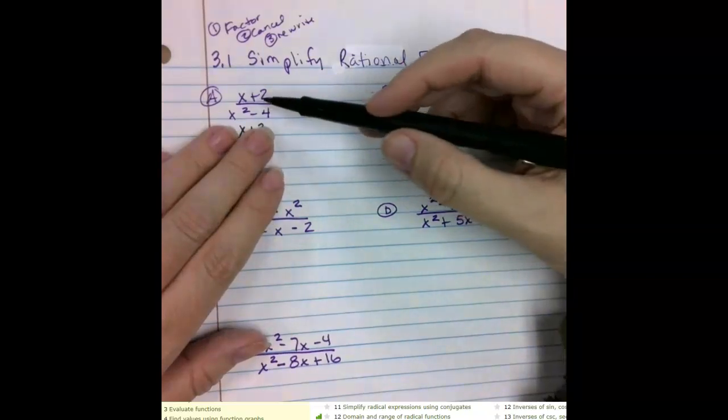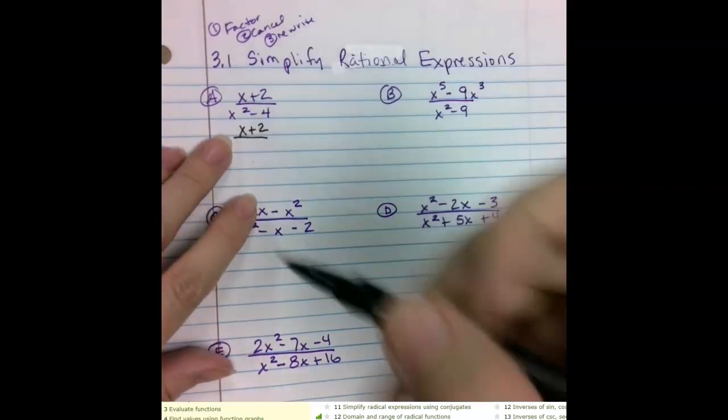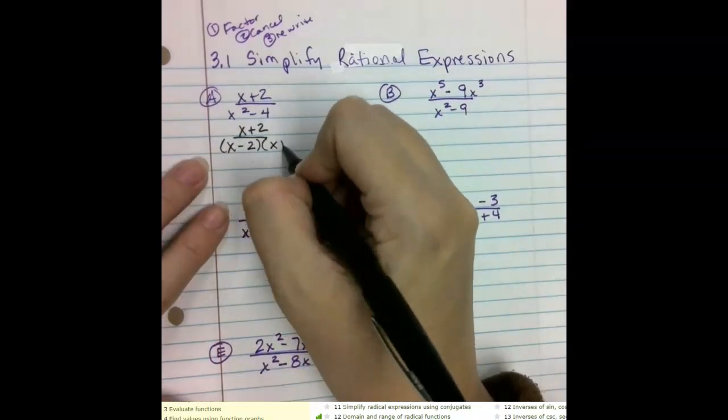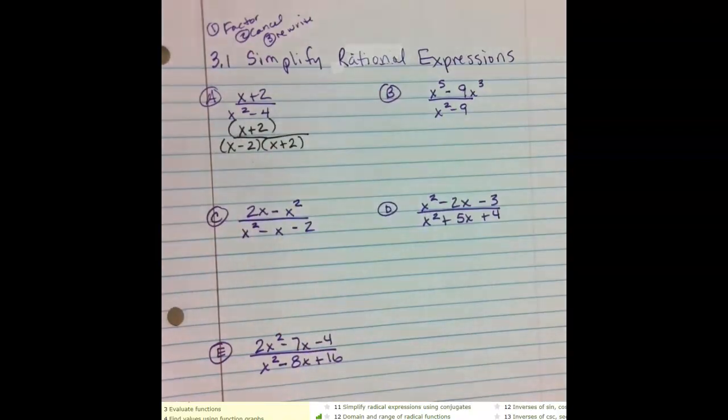On the top, there's nothing to factor. It's already factored, x plus 2. So I have x plus 2. Then on bottom, this is the difference of perfect squares. So I'm going to factor it into x minus 2 and x plus 2. And if it helps you to think about it, you can put the top in parentheses as well.